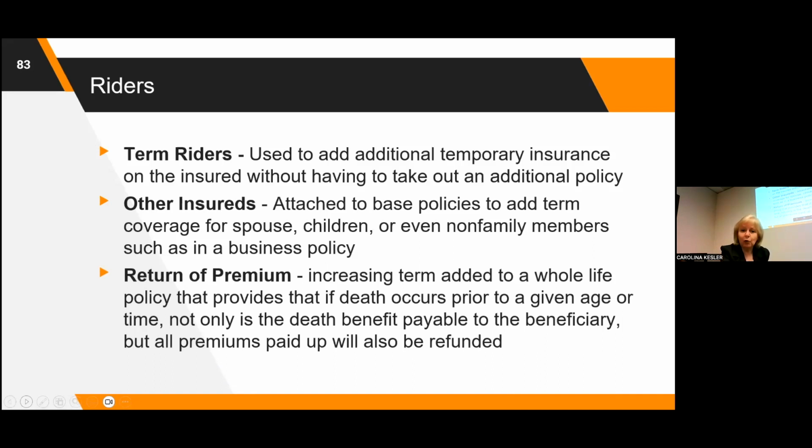Return of premium, increasing term added to a whole life policy, provides that if death occurs prior to a given age or time, not only is the death benefit payable to the beneficiary, but all the premiums paid in would also be refunded. Remember, increasing term goes with return of premium, always, right? Increasing term and return of premium go together.